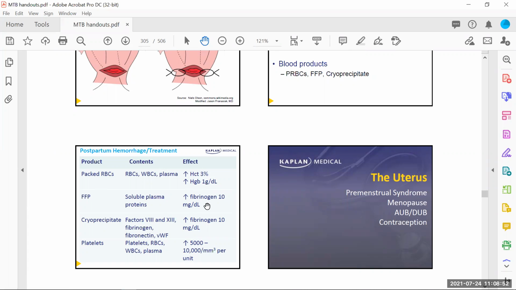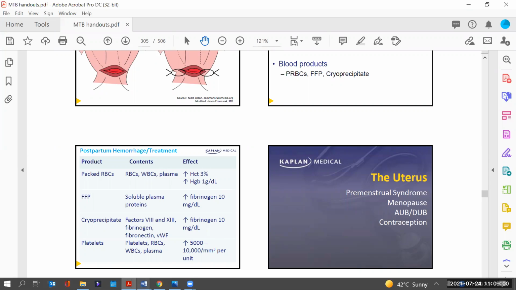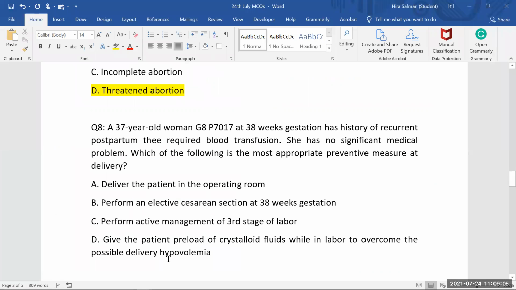FFP, of course, is going to increase the fibrinogen and clotting will be there. Cryo will also do the clotting. Platelets will also do the clotting. So they are all the blood products we can always give to the patient who is having PPH. So let's look at the question.